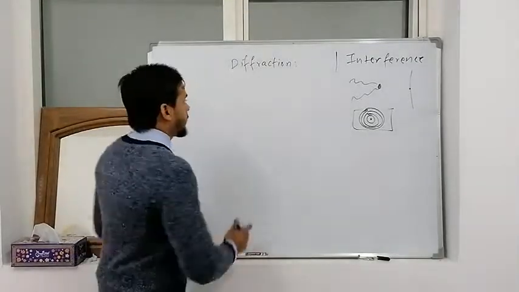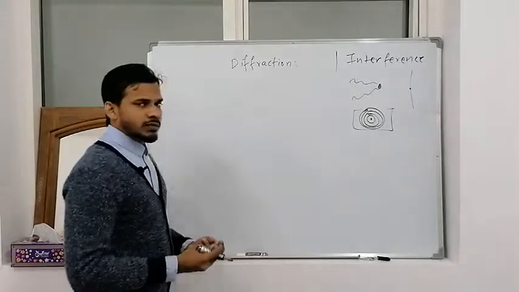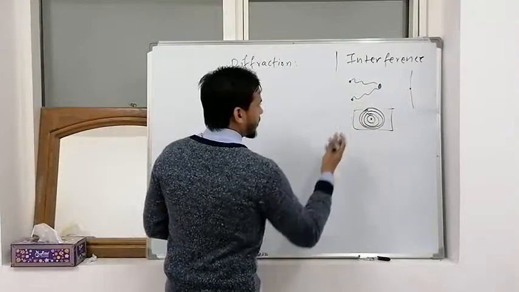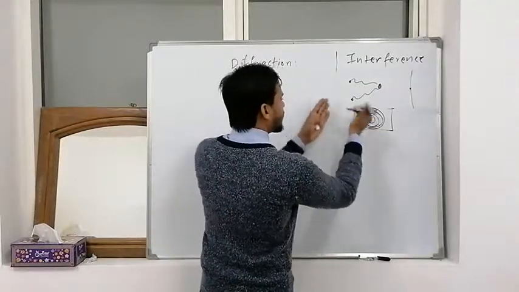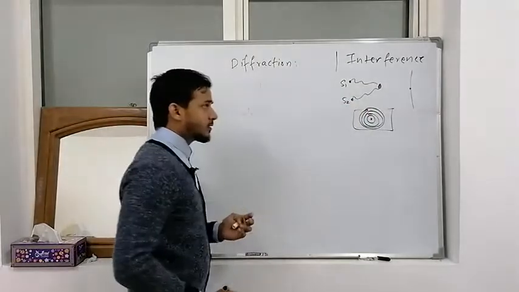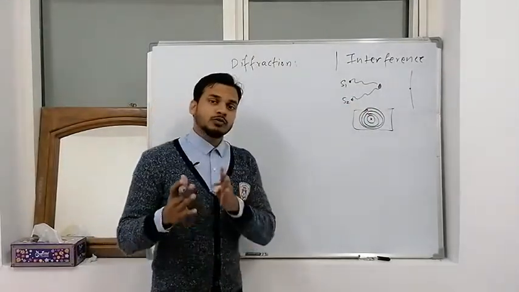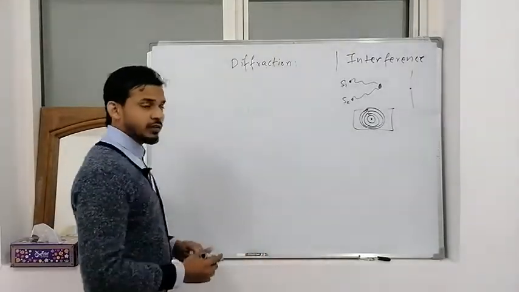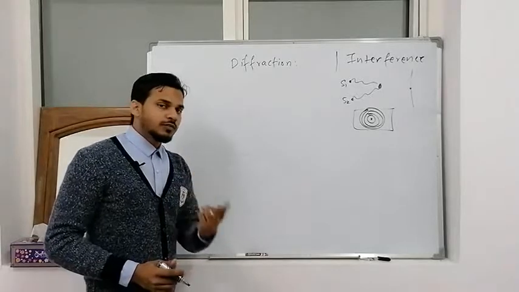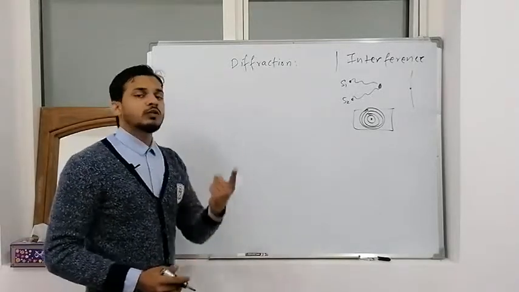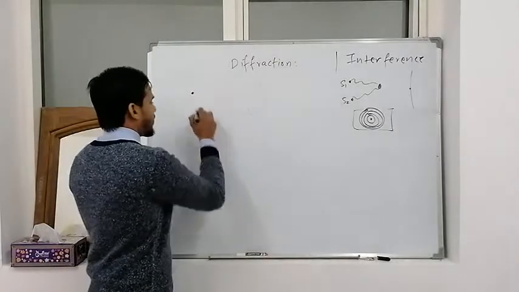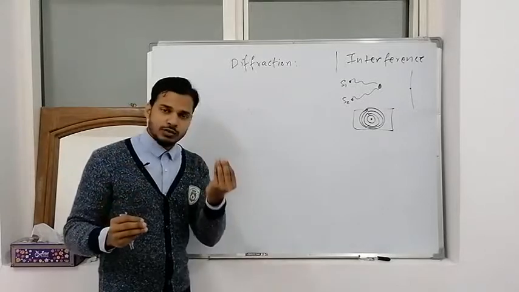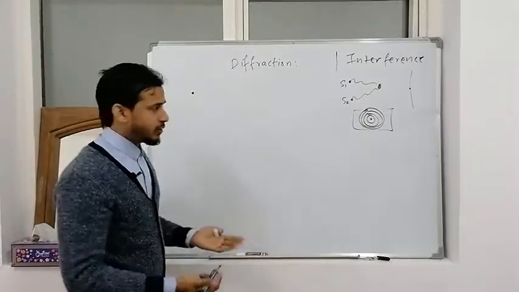Okay, so what is diffraction? Interference is the result of two different sources of light. For diffraction, we don't need two different sources. We need only one source. I'm just showing you the picture, the phenomenon, so you can understand the basics, and then you can understand the full concept. Let me clarify your concept.